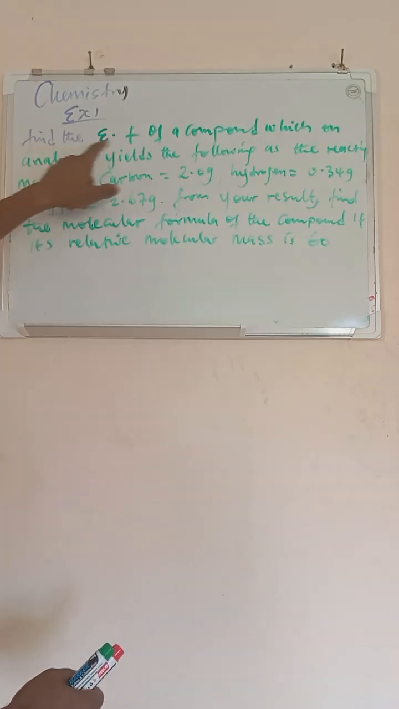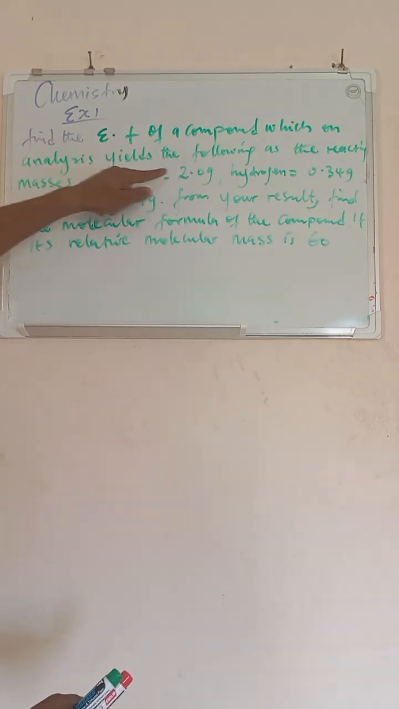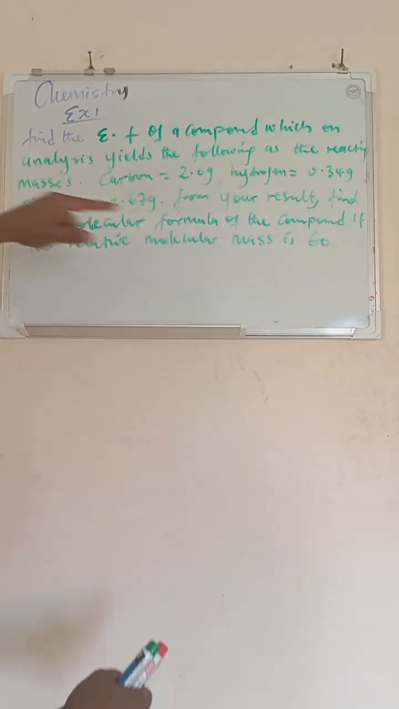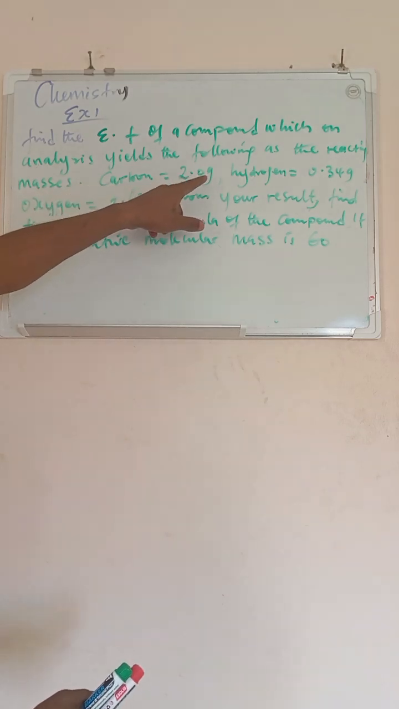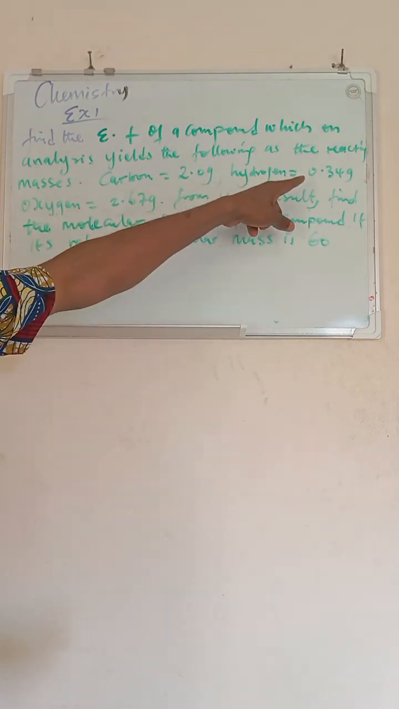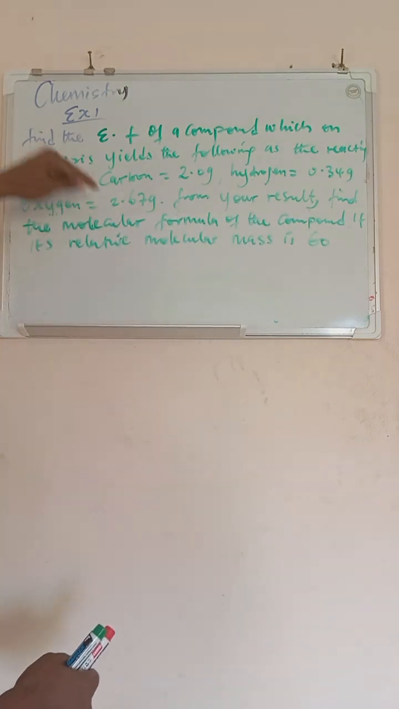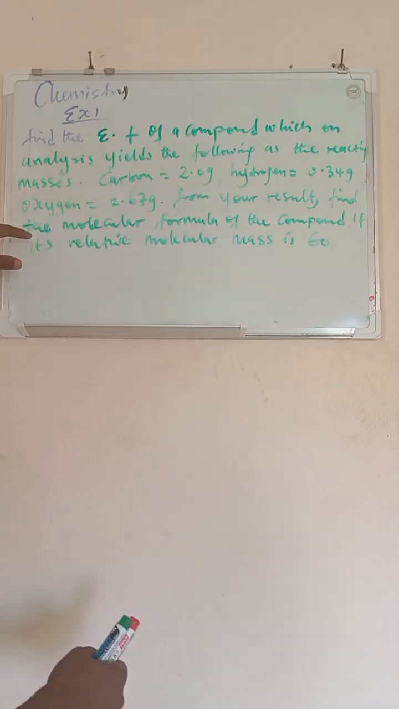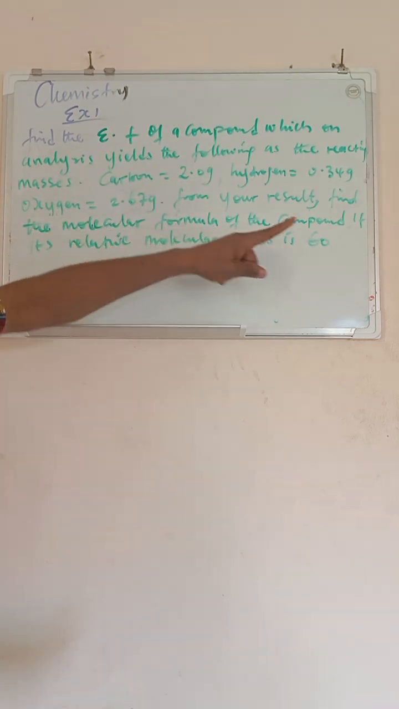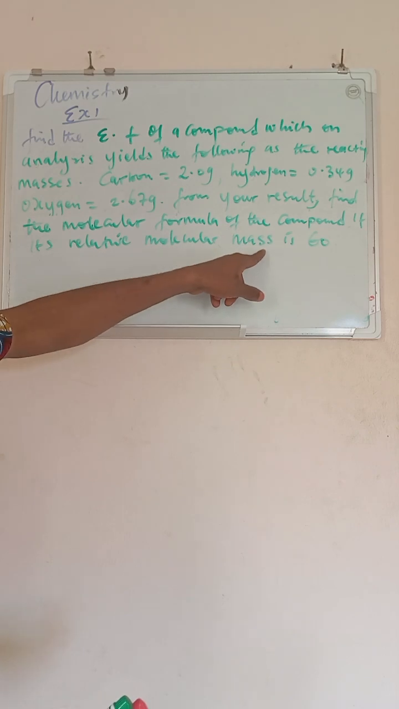Now let me give an example of how to calculate molecular formula and the empirical formula. Find the empirical formula of a compound which on analysis yields the following as the reacting mass: carbon is 2.0 gram, hydrogen 0.34 gram, oxygen equals 2.67 gram. From your result, find the molecular formula of the compound if the relative molecular mass is 60.